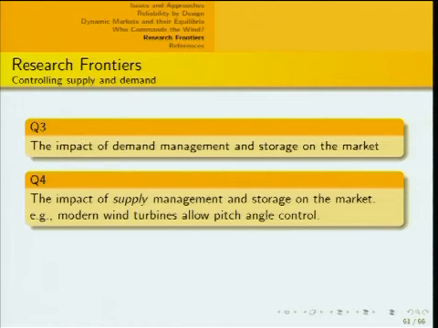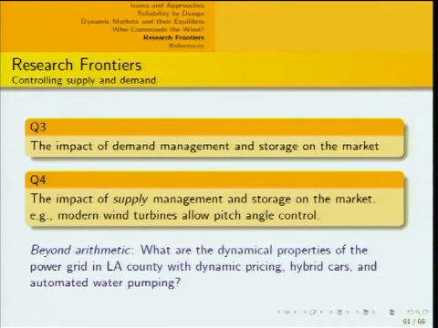There's the demand management, basically flexible demand that will be talked about a lot this week, and also supply management, little simple things like controlling the pitch of wind turbines. Okay? Now, that sounds pretty trivial, but remember, it's a dynamical system. And that's the main message here.